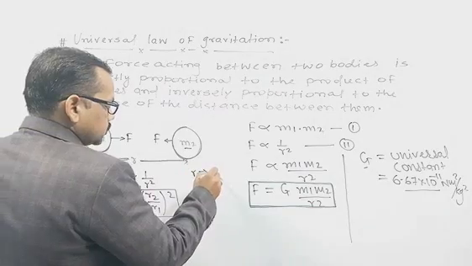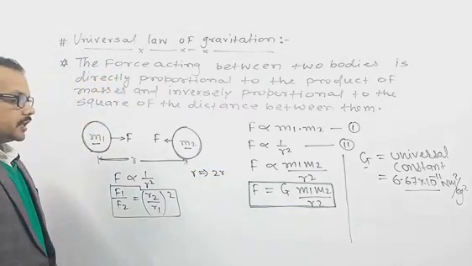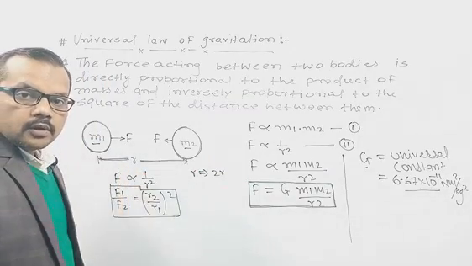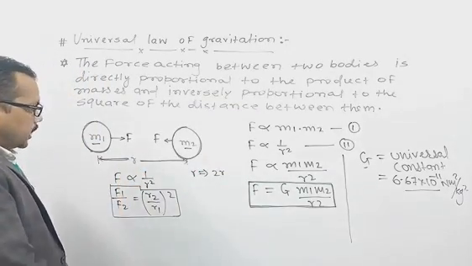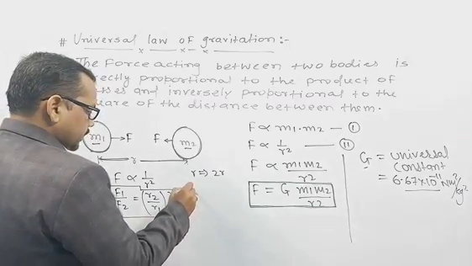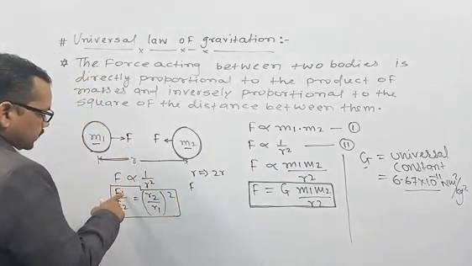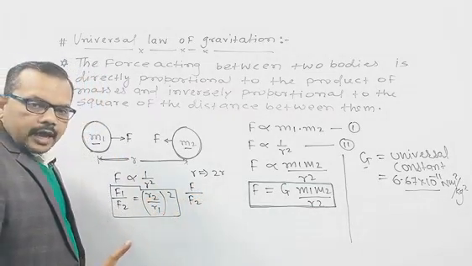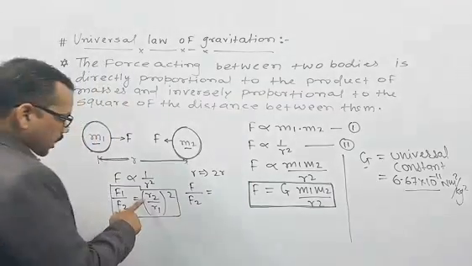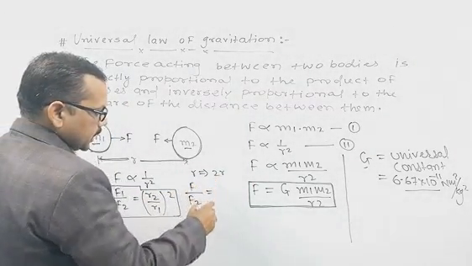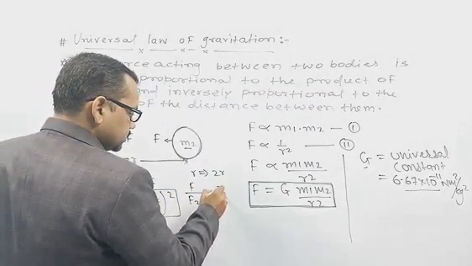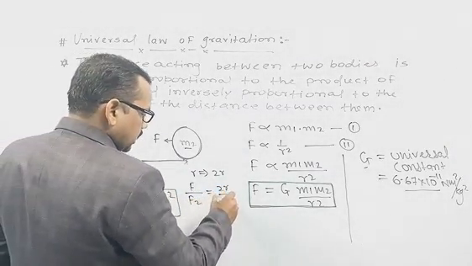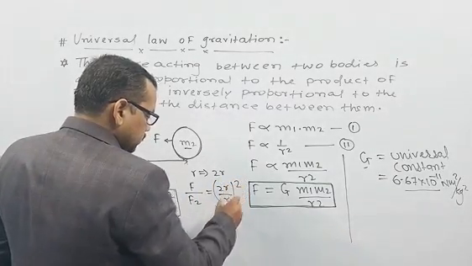R will become 2R. When the distance between two bodies becomes 2R, it means double. Then what will be the change in force acting between two bodies? You will write F1 by F2, it means we will have to find now R2, that is the later value of distance 2R, divided by R1, the initial distance R, and you will have to put the square sign.